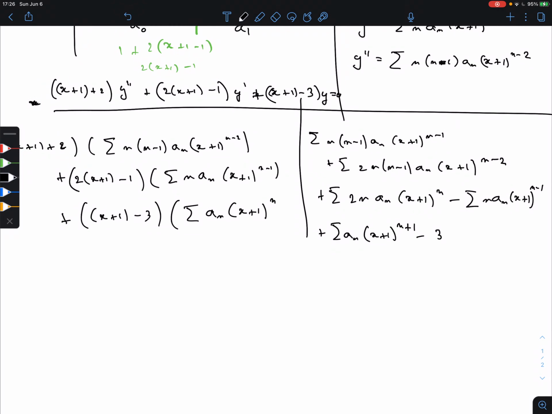So minus 3 times, or perhaps minus summation. Perhaps it's better to take even the minuses, all the constants inside, and we don't have to worry about what is going on here. So plus summation of minus 3 a_n (x+1)^n. Now, we arrange everything in terms of (x+1)^n.